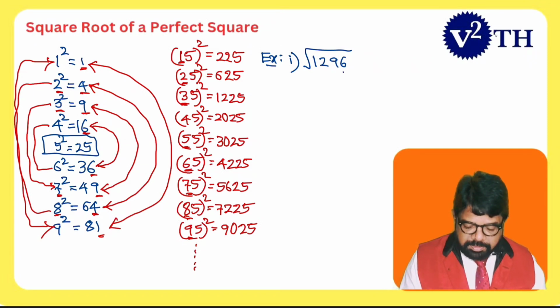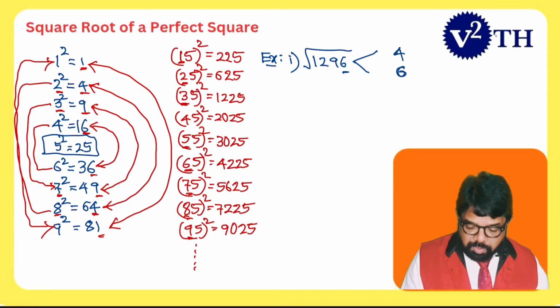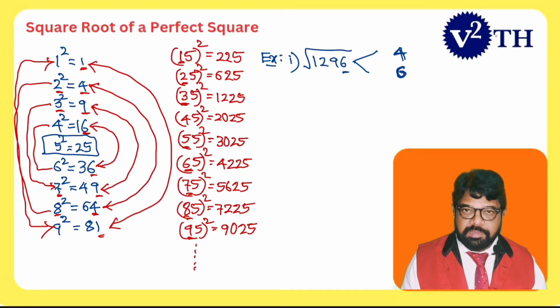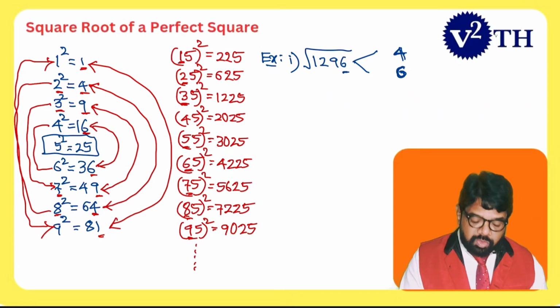See here, units place is 6. When you get 6, there are two cases. Units place is 4 or 6: 4 square ends in 6, and 6 square ends in 6. If you identify one number 4, automatically you can say the other number 6, since the sum of these two is 10. So the units place value will be either 4 or 6. We already learned this, so keep note of it.